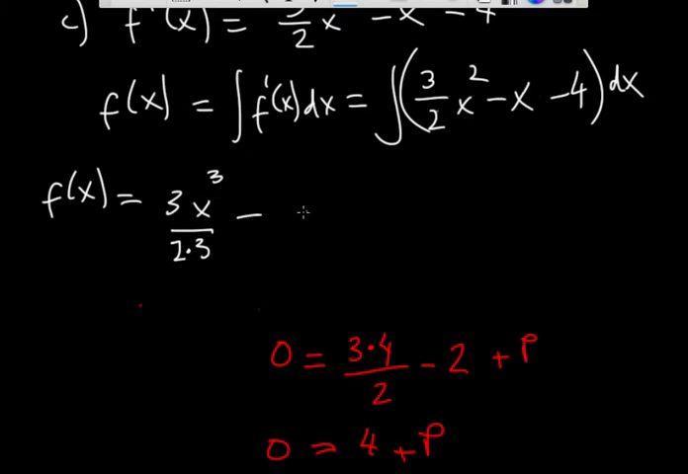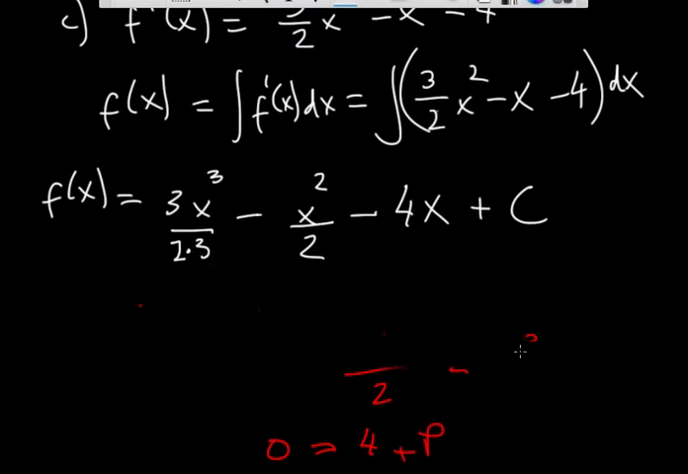x goes to x to the 2, which means I need a 2 underneath, and -4 goes to -4x. That's all done, and then I need one constant, which I'm just going to call c in this case, or d, it doesn't matter what you call it. And so I've nearly finished now. All I need to find out is the value of this constant here.